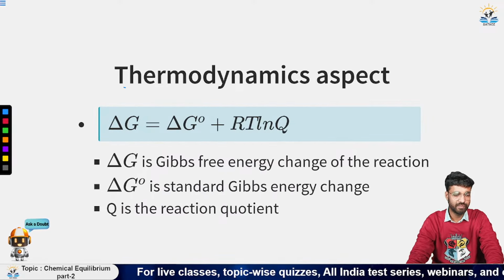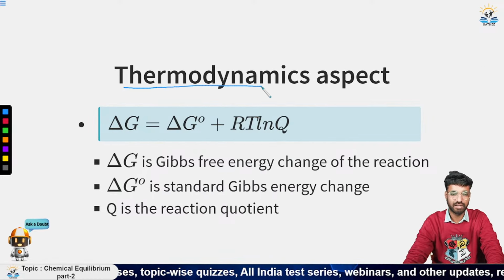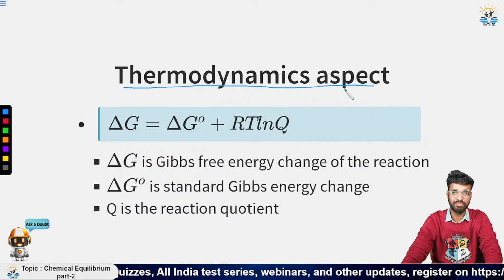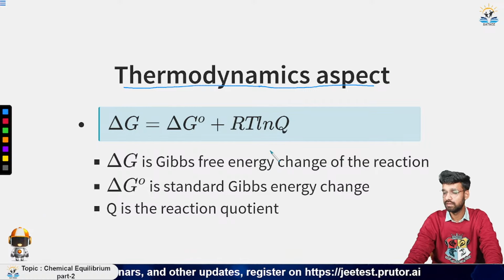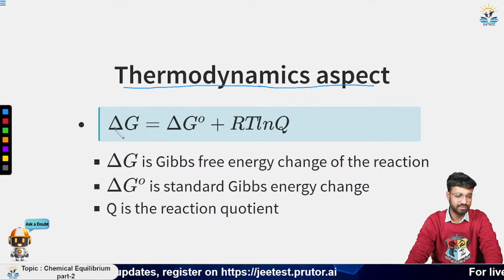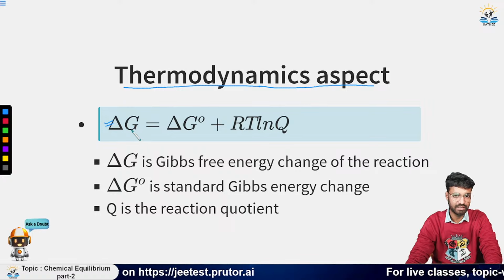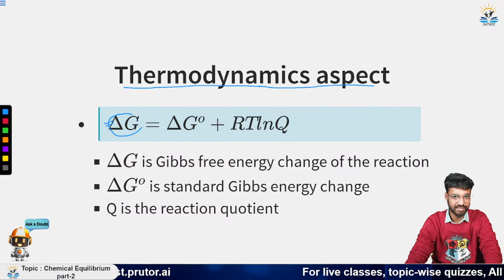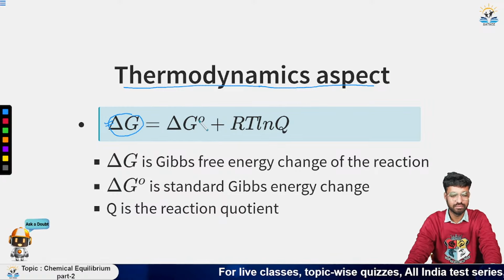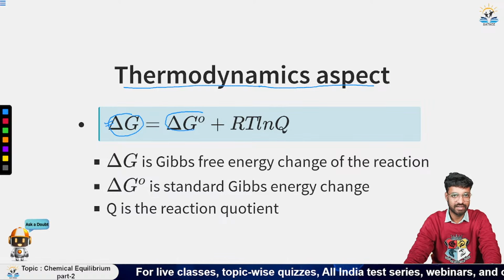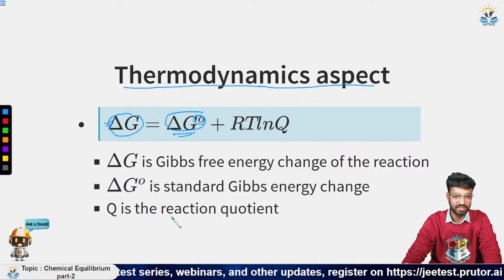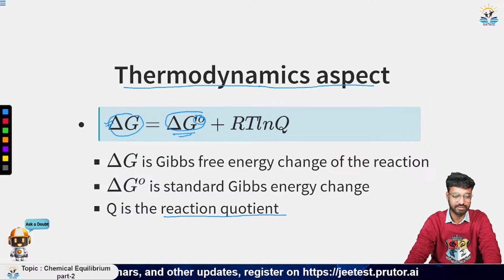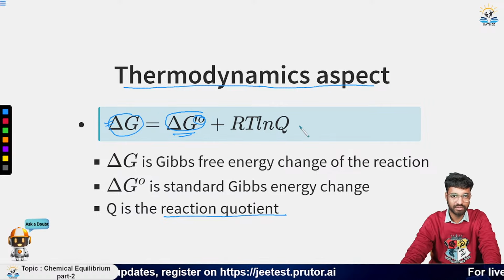Now let us see the thermodynamic aspect of K, that is the equilibrium constant. And what is the relation of the equilibrium constant with thermodynamics? So let us start. This is the important formula, which says that the Gibbs free energy change for any reaction is equal to the Gibbs free energy change at standard condition, that is delta G naught, where naught represents the standard condition, plus RT ln Q, where Q, as we have studied in the earlier class also, is the reaction quotient. So this is the formula that will be used.